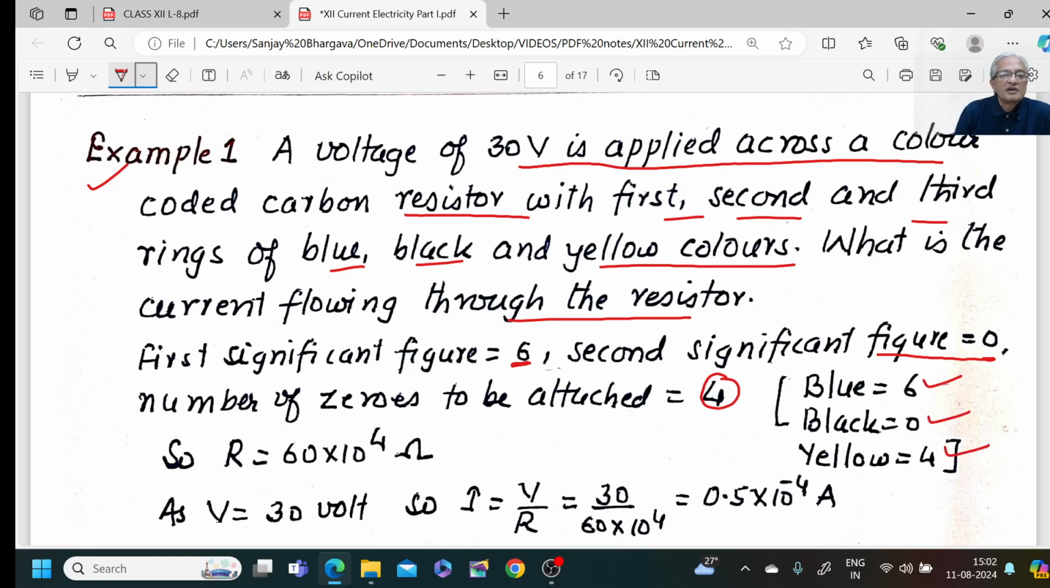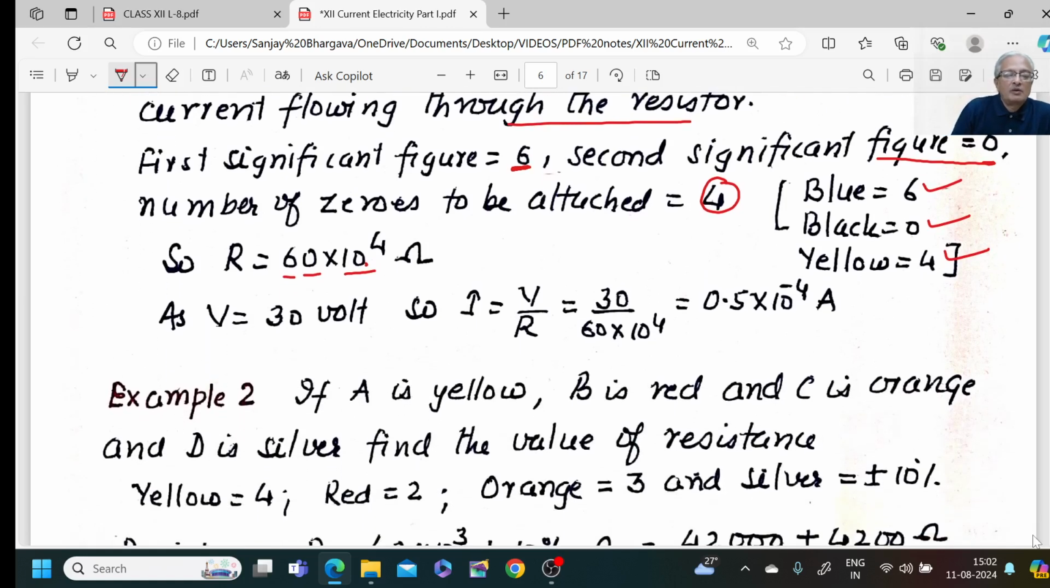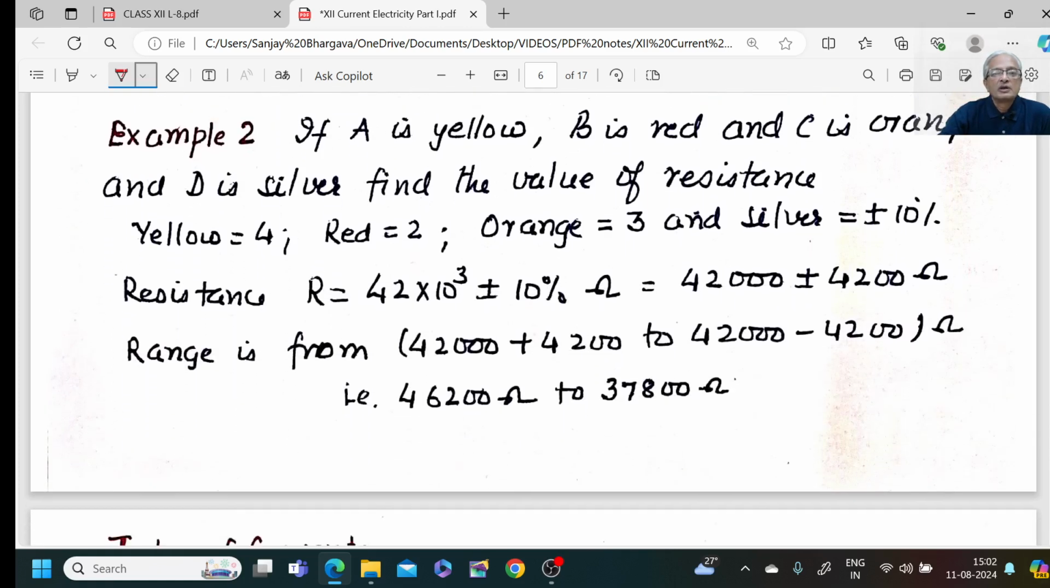So the resistance is the first digit, second digit and the multiplier, that is 60 into 10 raised to the power 4 ohm. And how much potential difference was applied? It says 30 volt. So one can calculate the current flowing through the resistor by Ohm's law. I must be equal to V upon R, and it would be 0.5 into 10 raised to the power minus 4 ampere. So the color code helps in determination of the values of resistance. Another example, just to make us understand the concept of measurement of resistance with the help of the color codes.